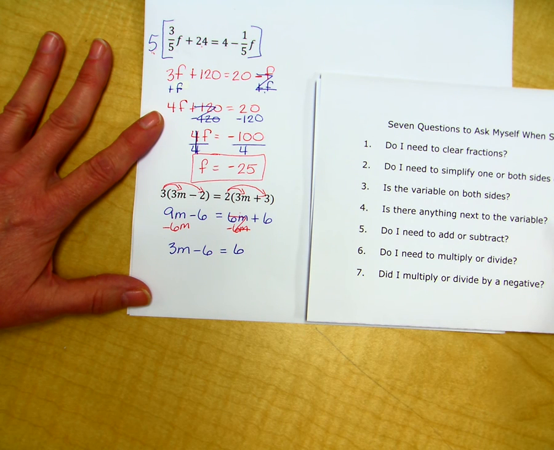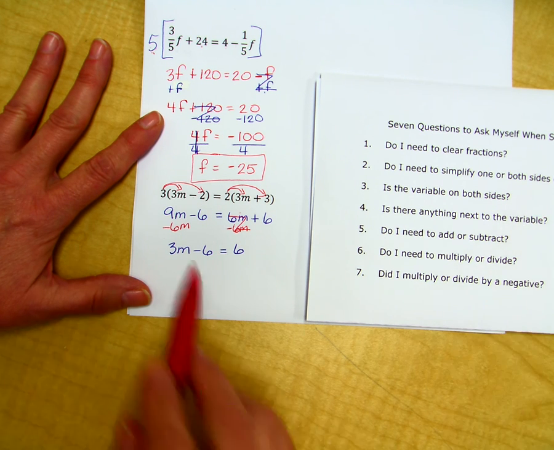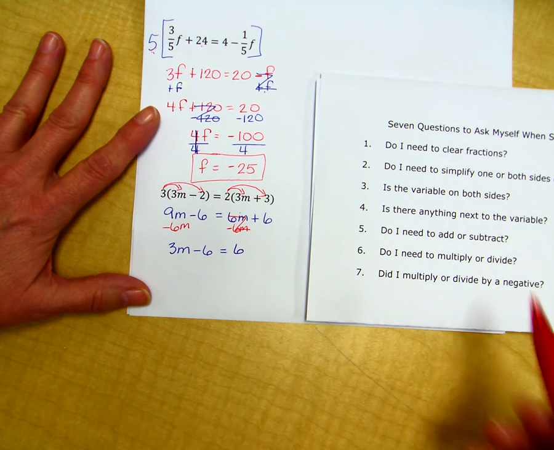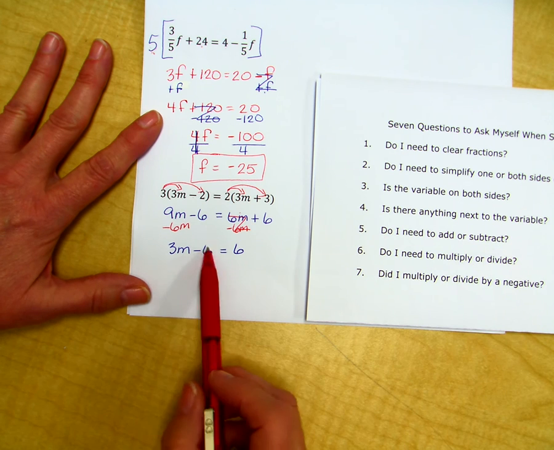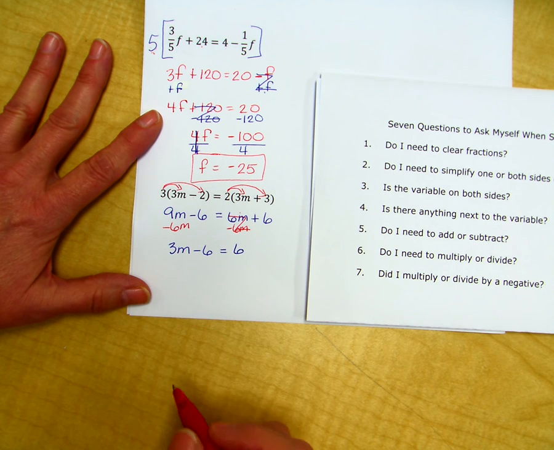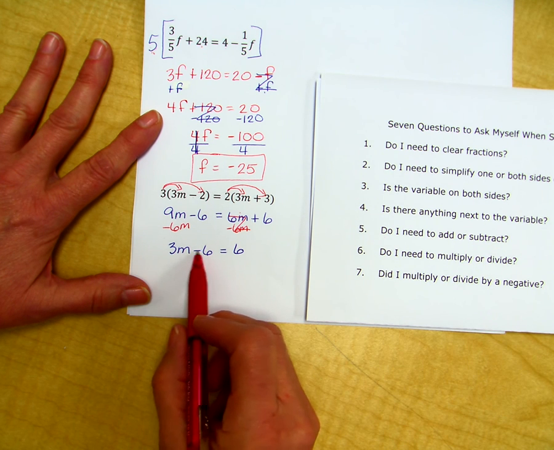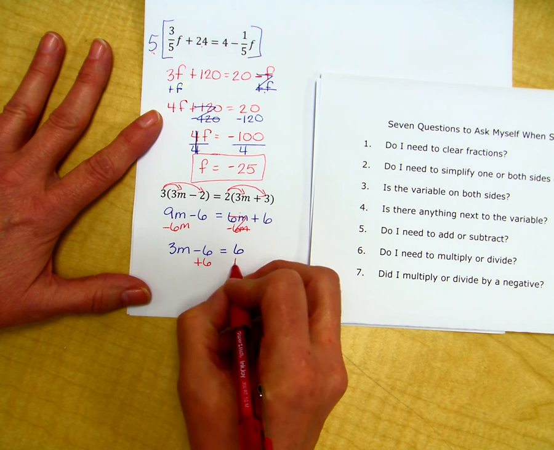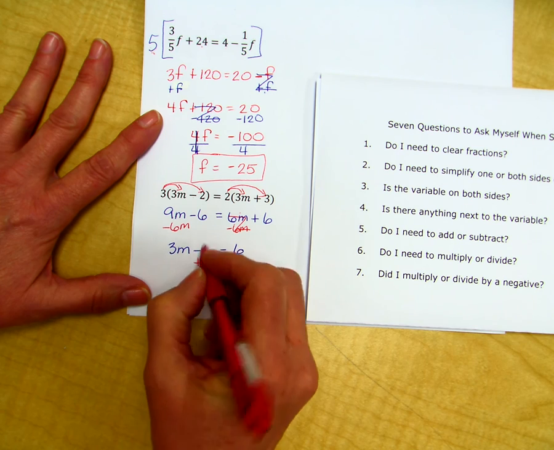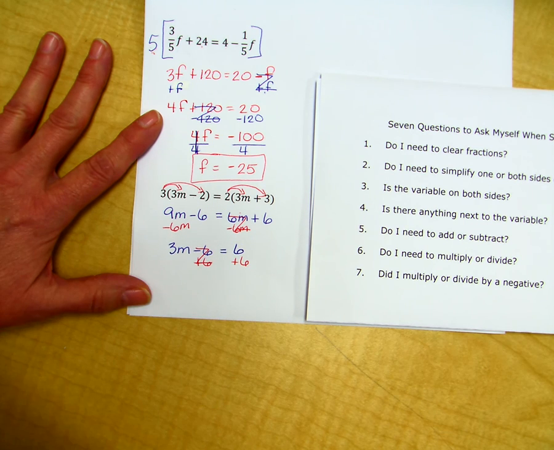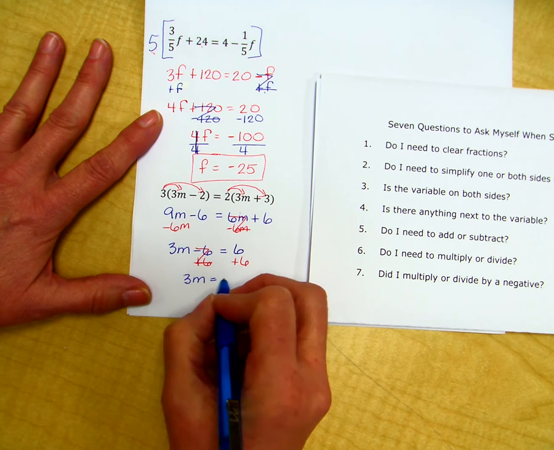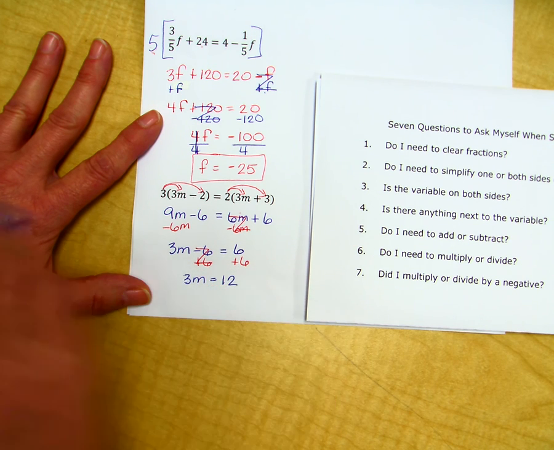Is there anything next to the variable? There is indeed. There's a multiplication by 3 and a subtraction of 6. Can I add or subtract to get rid of one of these two numbers? Yes. Since there's a subtract 6 here, if I add 6 to both sides, then this pair will 0 out, leaving the 3m, and 6 plus 6 is 12.